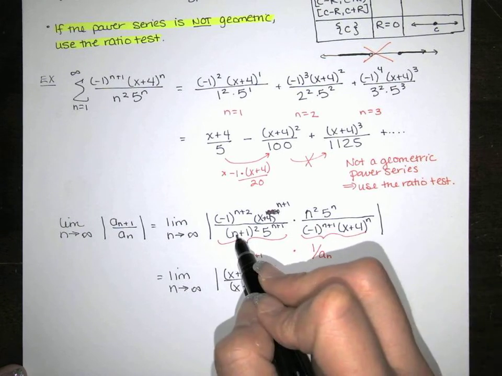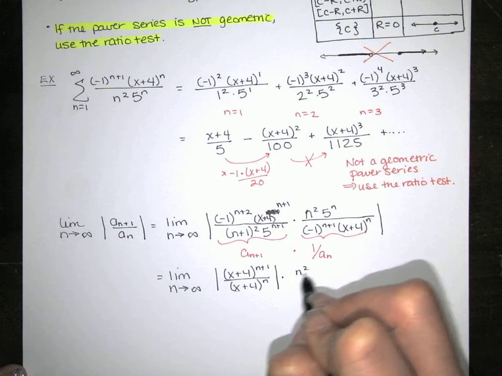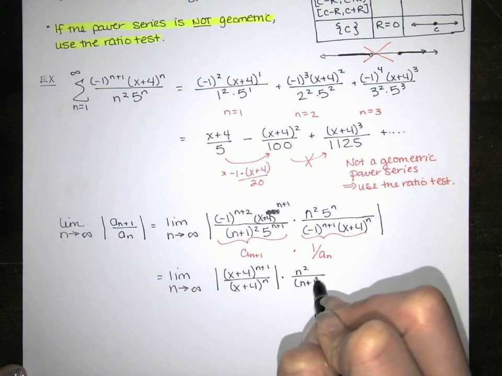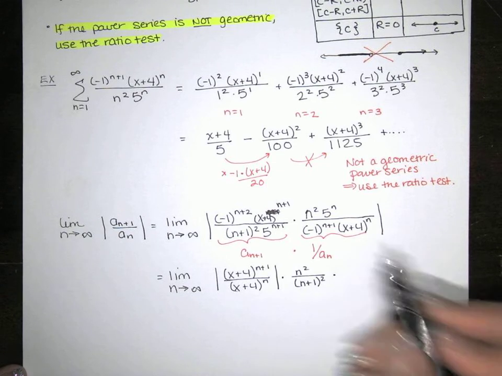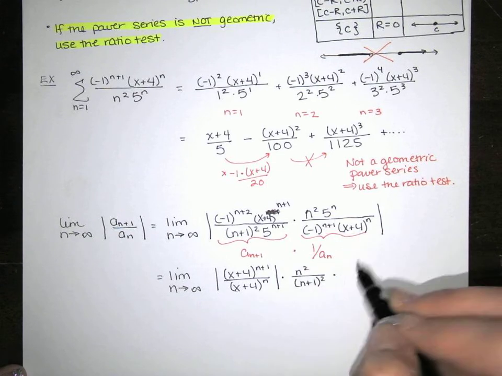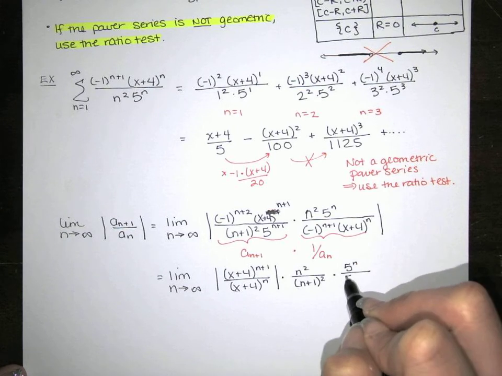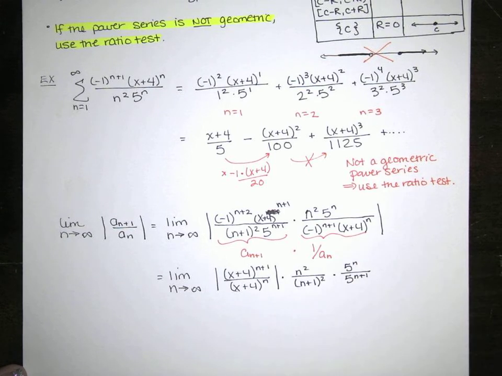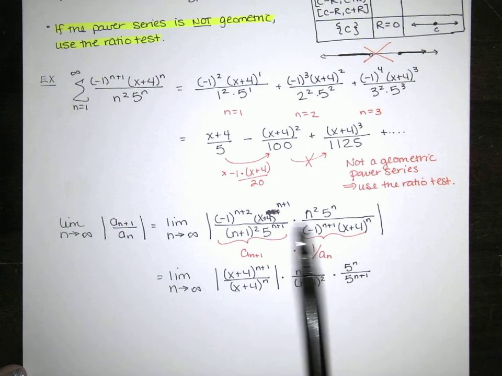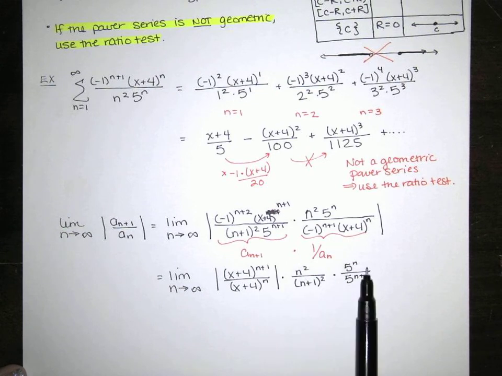The n squared and the n plus 1 squared we can group together because they look similar. And then I've got the 5 to the n and the 5 to the n plus 1. I'm grouping those together because they look similar. Now in the numerator I had this times this times this, and that's actually in the same order.